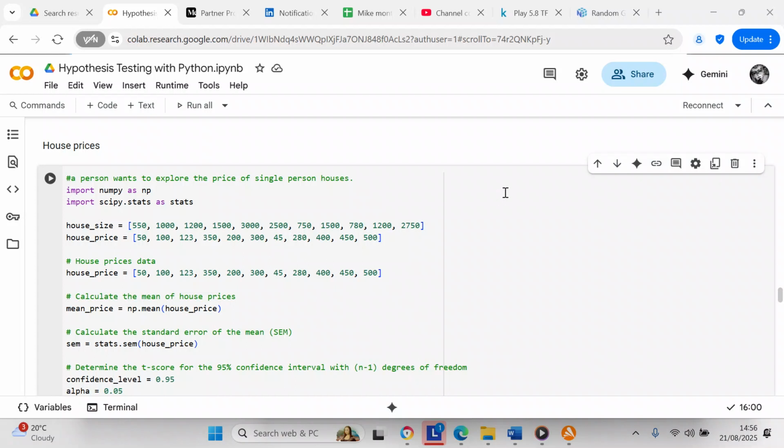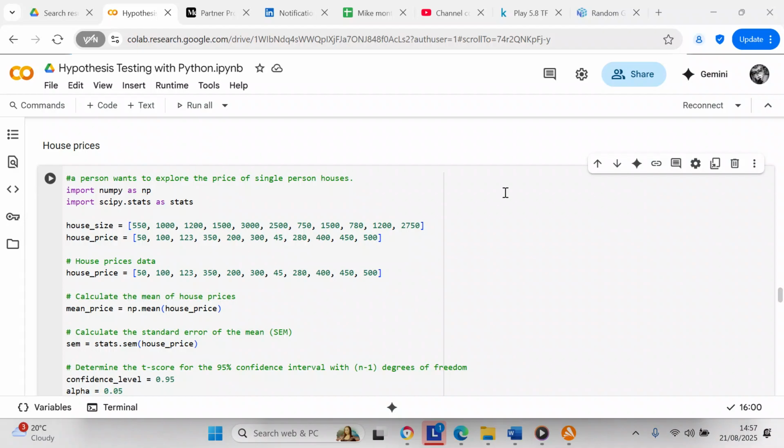In this particular video, we're going to calculate the confidence intervals for house prices. A person wants to explore the price of single-person houses. So we're going to write a program in Python to explore these house prices, and then we're going to import some libraries that we're going to need to execute the program.